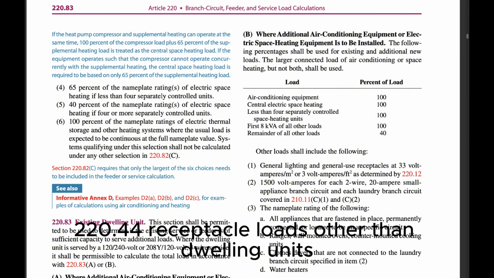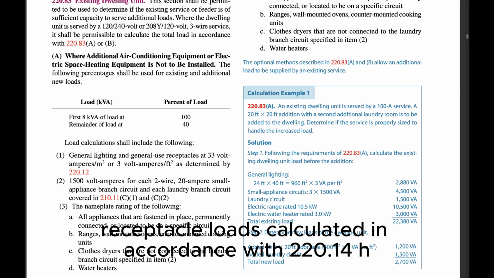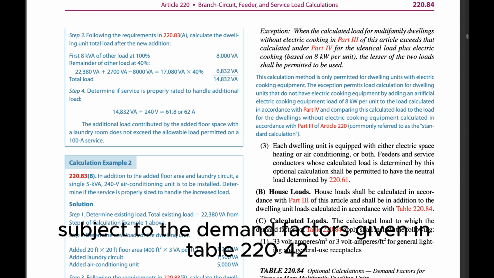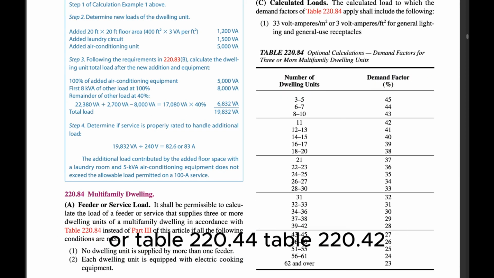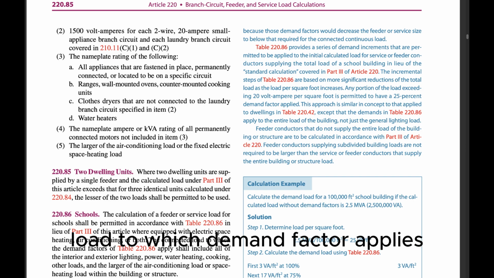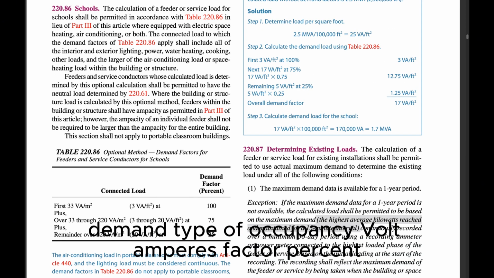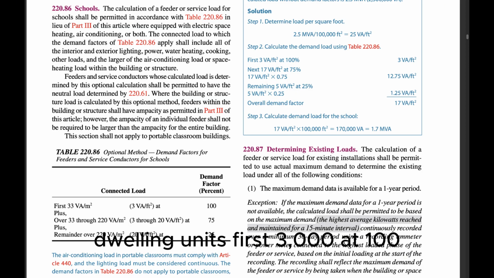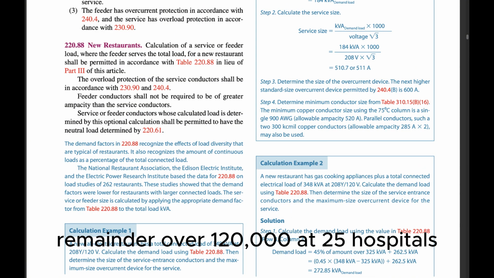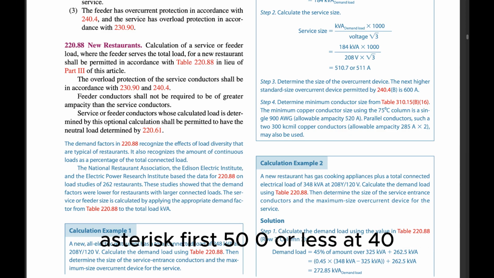220.44 Receptacle loads other than dwelling units. Receptacle loads calculated in accordance with 220.14(H) and (I) shall be permitted to be made subject to the demand factors given in Table 220.42 or Table 220.44. Table 220.42 Lighting load demand factors. Type of occupancy, portion of lighting load to which demand factor applies in volt-amperes, demand factor percent. Dwelling units: first 3,000 at 100, from 3,001 to 120,000 at 35, remainder over 120,000 at 25. Hospitals*: first 50,000 or less at 40, remainder over 50,000 at 20.